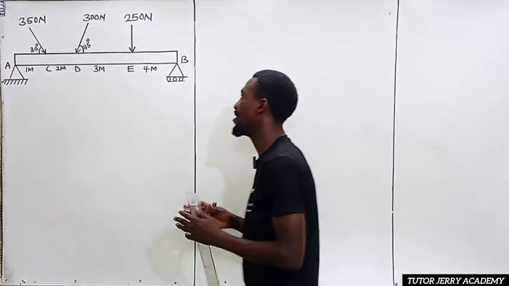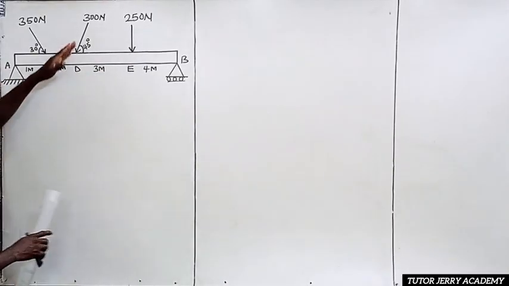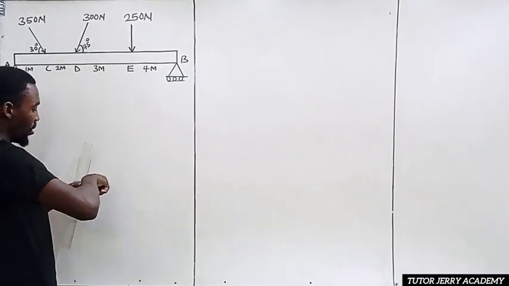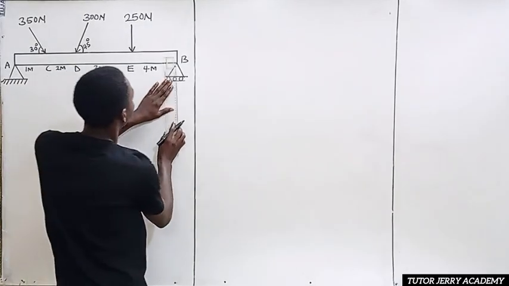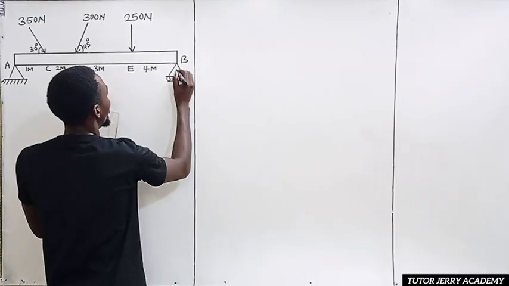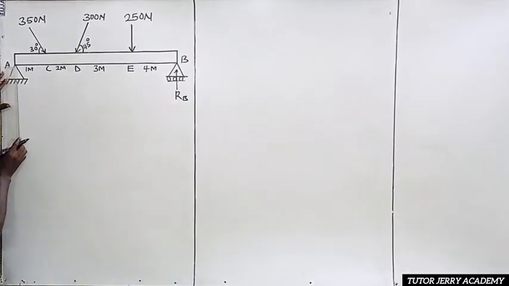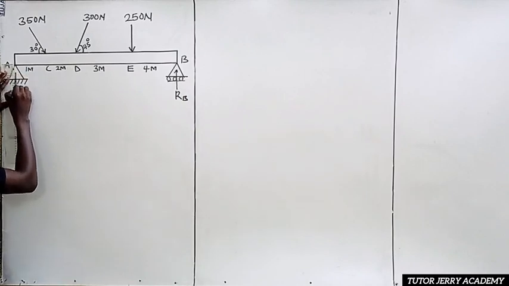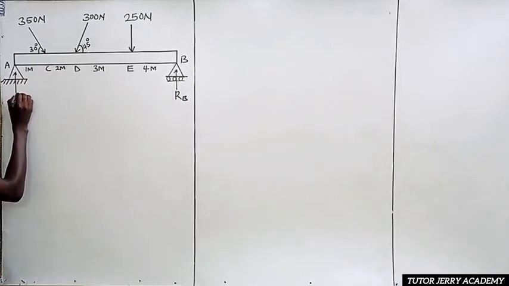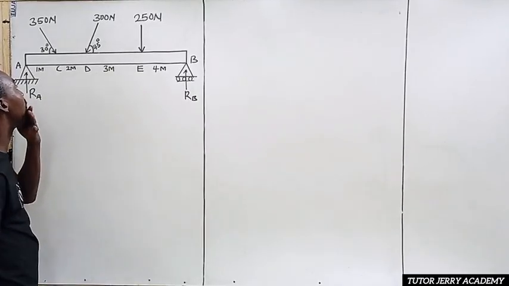All right, if you look at this, this is a simply supported beam with 3 loads, 1 point load and 2 inclined loads. For us to solve this, we are going to be replacing this support here with a reaction at B. So this is going to be reaction at B, while this is going to be reaction at A. So that's it.